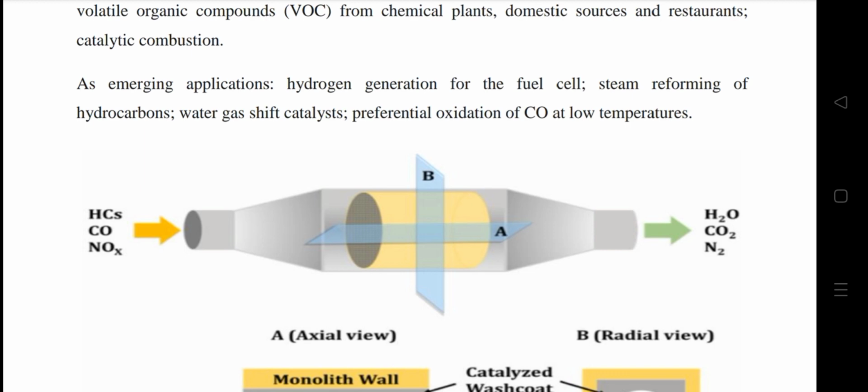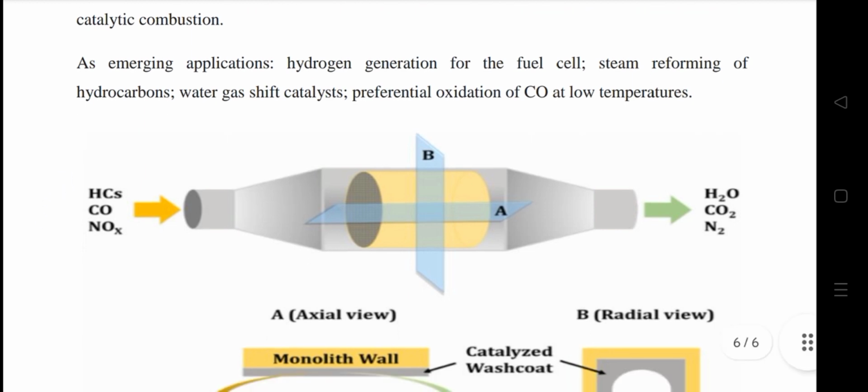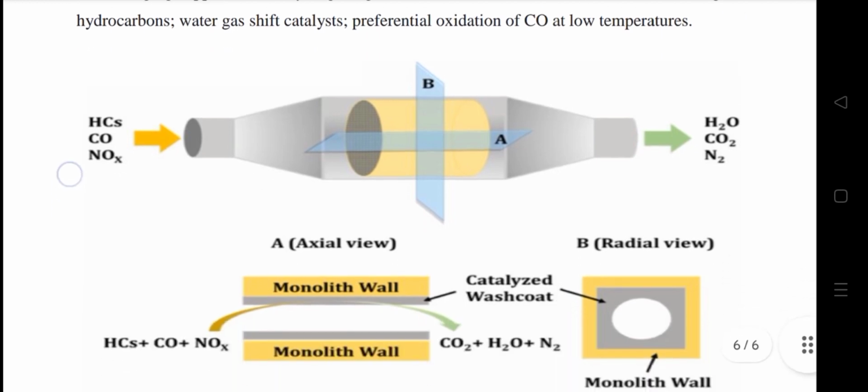All these hydrocarbons, carbon monoxide and NOx are led from the inlet into the monolithic wall, in which the catalyst washcoat is present, where the reaction takes place, and it simply converts our reactants into carbon dioxide, nitrogen, and water, which are environment friendly.